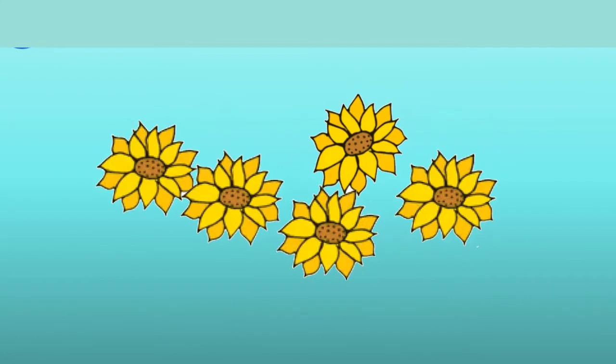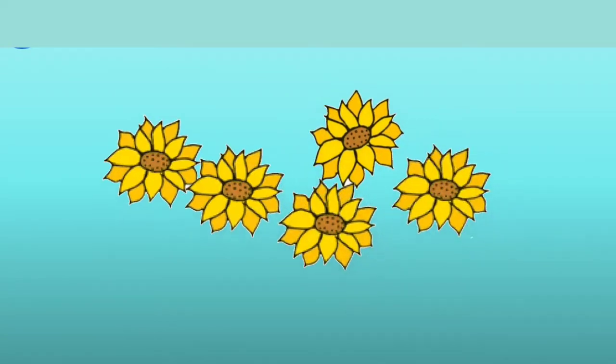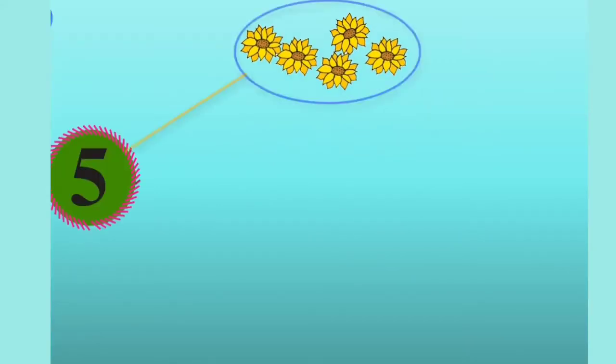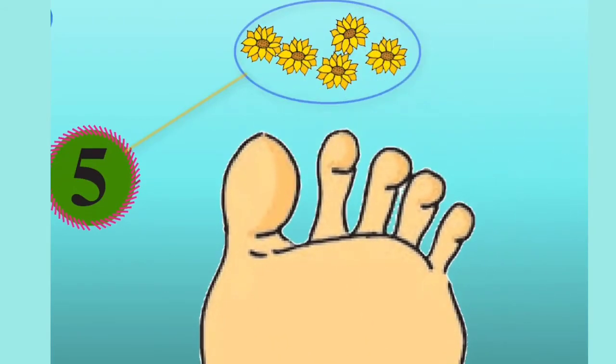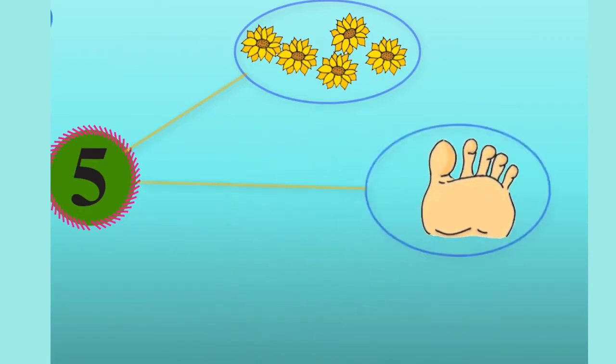So dear students, this is the picture of flowers. And how many flowers? Let's count together. 1, 2, 3, 4 and 5. There are 5 flowers. Very good. Very nice. And this is the picture of toes. And how many toes? Let's count. 1, 2, 3, 4, 5. Very good. There are 5 toes.